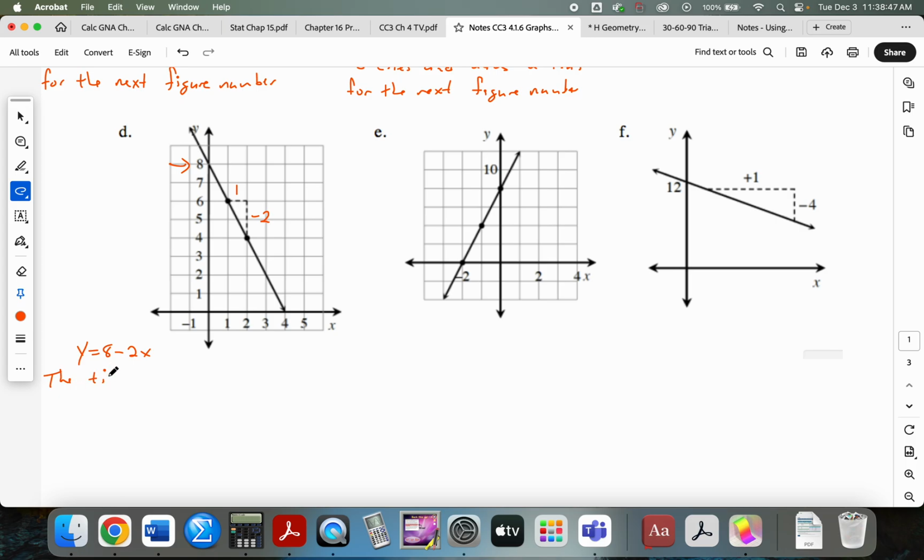So the tile pattern starts with 8 tiles. Then does what? Yeah. Or you can say removes if you would rather. Removes is slightly shorter, so I'm going to do that. Removes 2 tiles for the next pattern number.